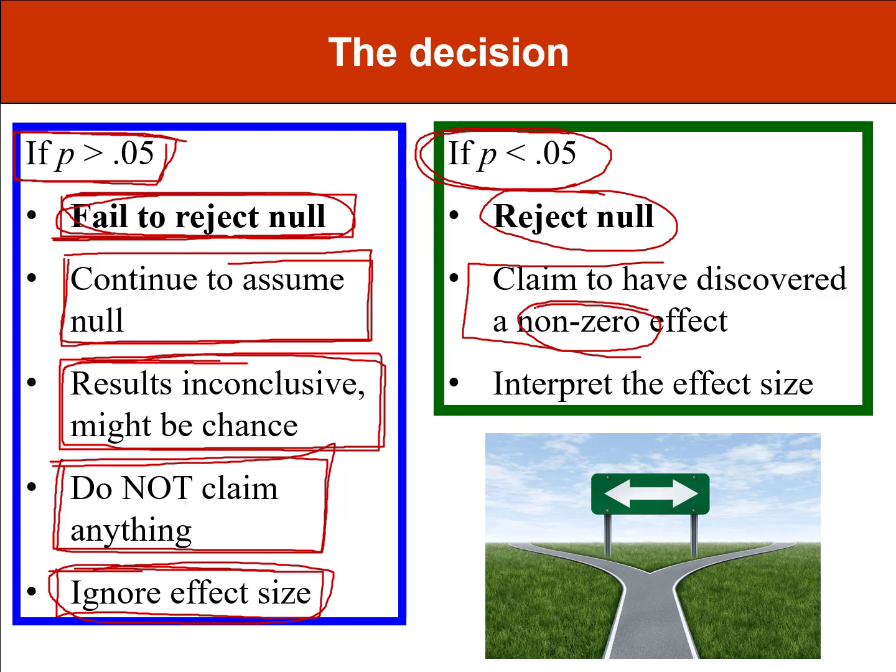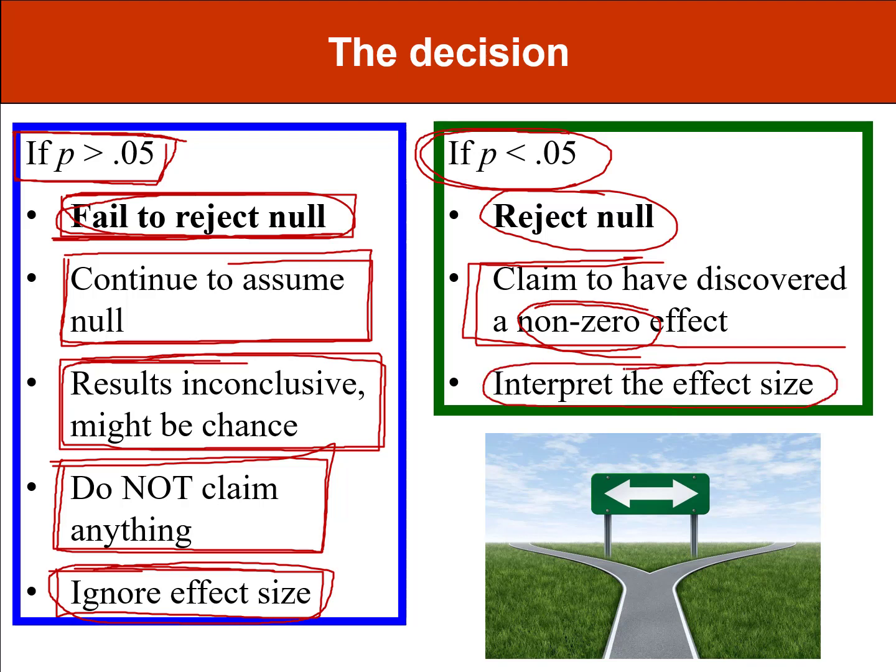Now note, at this point, when I'm doing significance testing, I'm not making any claims about how big the effect is. I'm just claiming that the effect is not 0, and nothing more than that. That's all I'm claiming. I'm just claiming I have discovered some non-zero effect. Now, when my results are significant and I claim to have discovered some non-zero effect, we can interpret that as a license to go ahead and interpret the effect size.